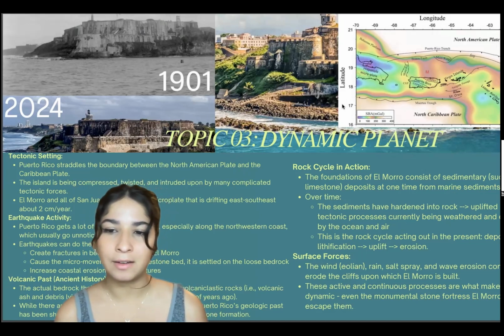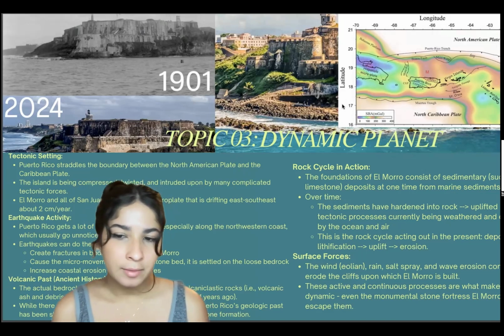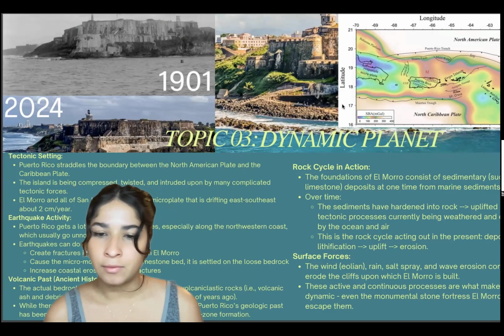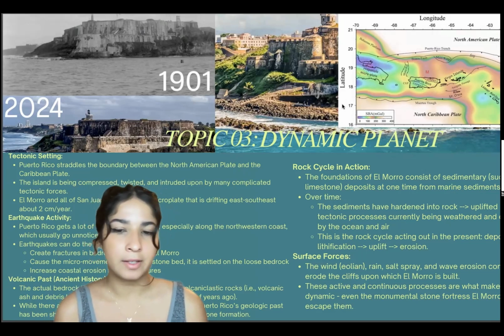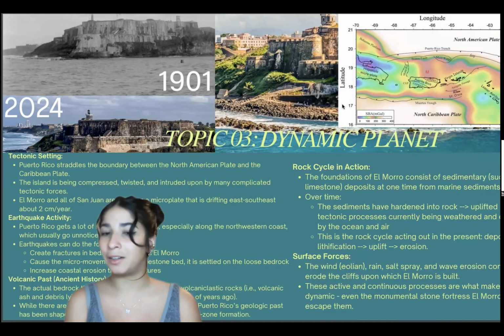this is the rock cycle acting out in the present. The wind, rain, salt spray, and wave erosion can erode the cliffs upon which Morro is built. These active and continuous processes are what makes it dynamic. Even the monumental stone fortress in Morro cannot escape them.